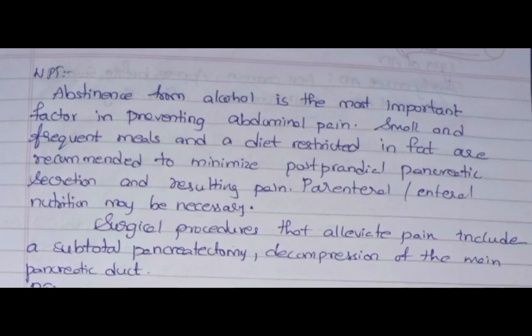Next, coming to the treatment of uncomplicated chronic pancreatitis, it is primarily aimed at the control of chronic abdominal pain and the correction of malabsorption. Non-pharmacological therapy mainly includes abstinence from alcohol, which is an important factor in the prevention of abdominal pain. Small and frequent meals are given to the patient, that is, a diet restricted in fat. Parenteral or enteral nutrition may be given. Surgical procedures that relieve the pain include subtotal pancreatectomy or decompression of the main pancreatic duct.